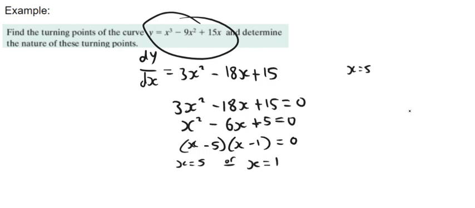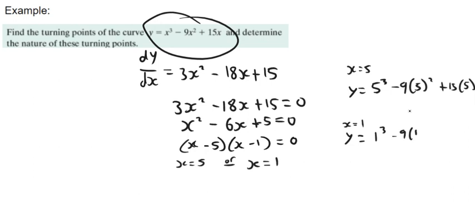If x equals 5, then y equals 5 cubed minus 9 times 5 squared plus 15 times 5. That's putting in 5, and you can just put that into the calculator and it'll give you the answer. I'll put the other one in here as well. If x is equal to 1, then y equals 1 cubed minus 9 times 1 squared plus 15 times 1.